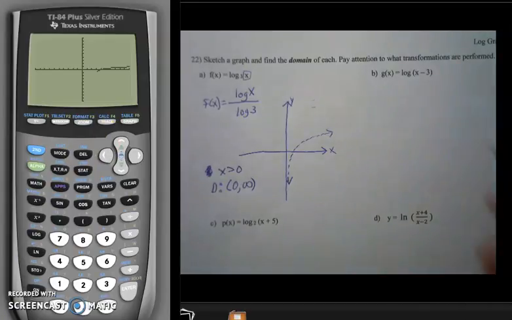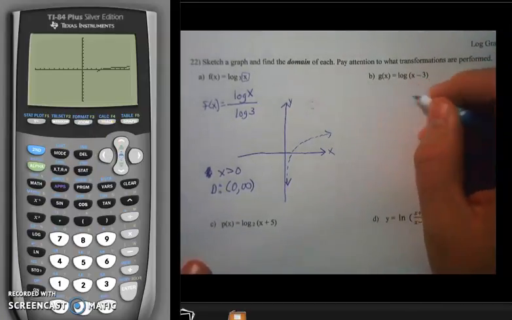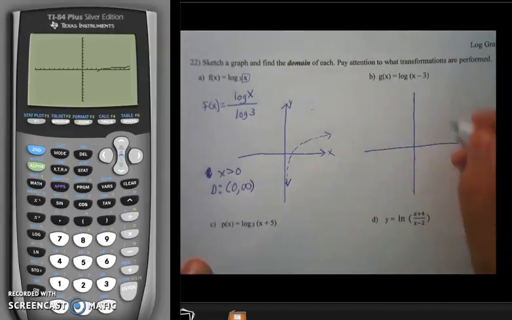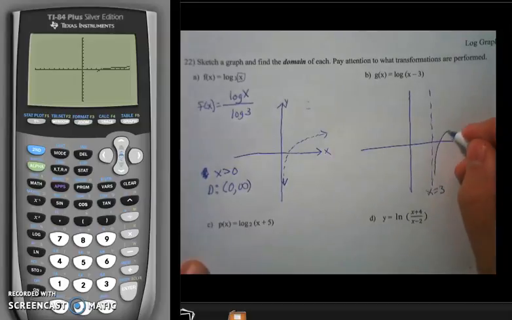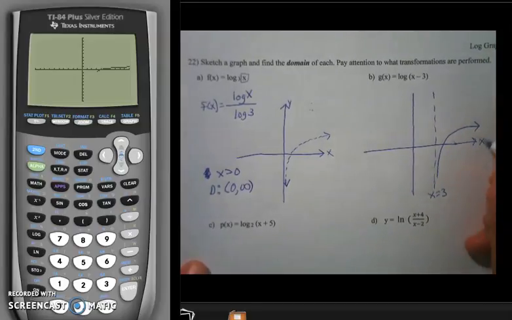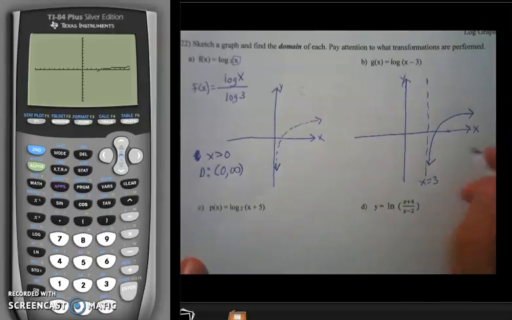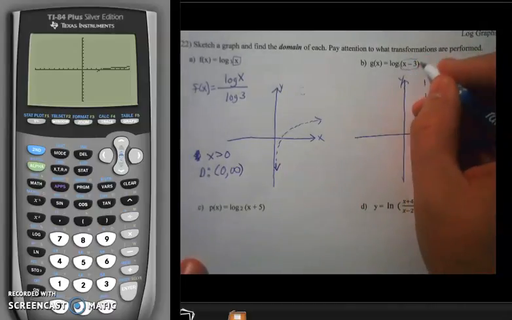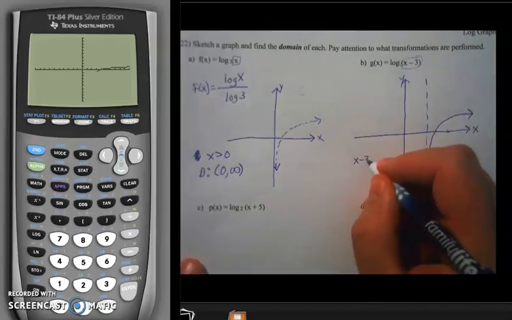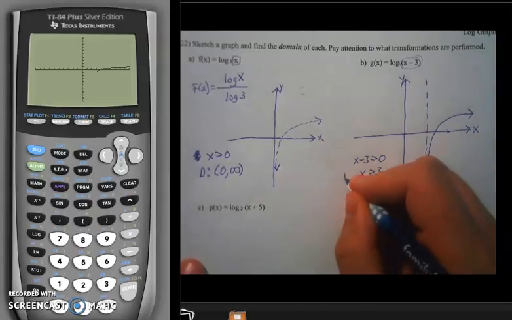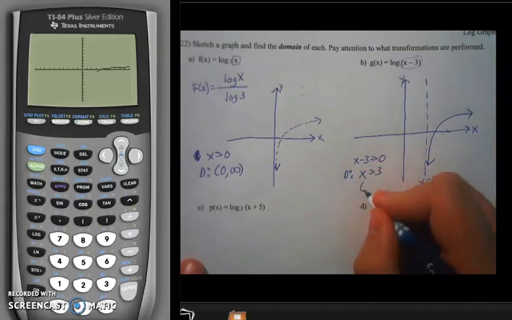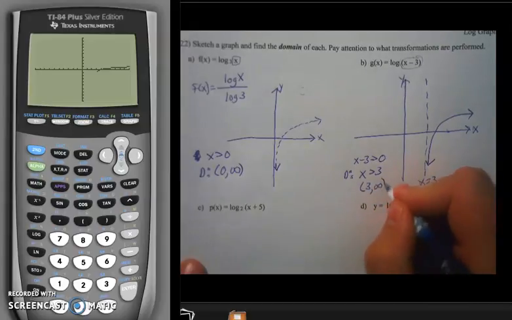And if we draw that on our screen, x equals 3 is our vertical asymptote, and then we just draw it like that. Okay, and the domain, to find that, you set whatever you're taking the log of, in this case x minus 3, has to be greater than 0, so add 3 to each side. So the domain is x is greater than 3, or you can say parentheses 3 infinity.